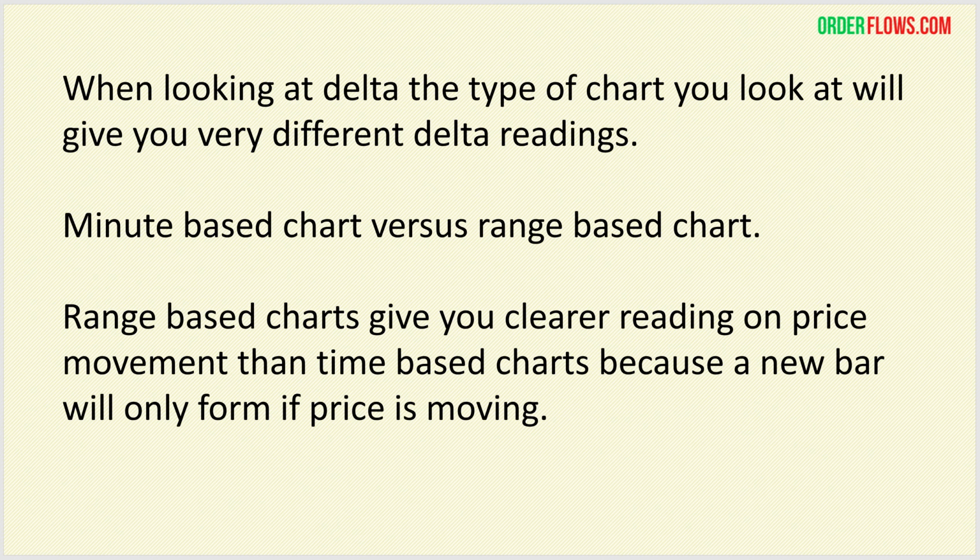Now, when looking at delta, the type of chart you look at will give you very different delta readings. So if you're looking at a minute-based chart and you compare it to, say, a 4-range chart, the chart is completely different. It's going to give you different delta readings. I know some people like to look at a 5-minute chart, a 15-minute chart, a 30-minute chart, and then take a trade on a 1-minute chart. You're going to have vastly different delta readings over time because it's taking different things into account.